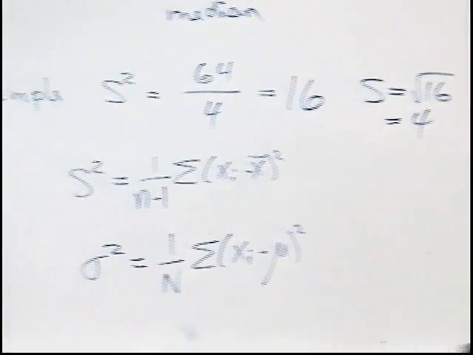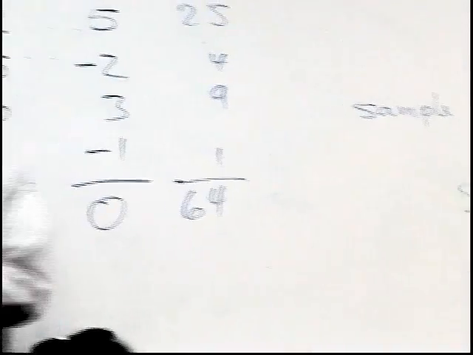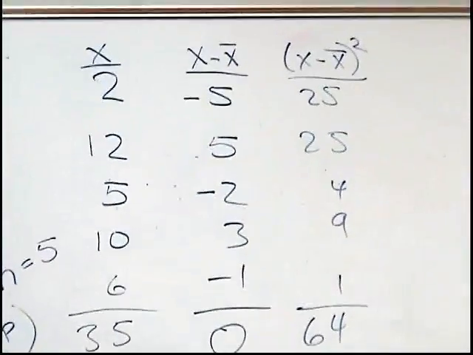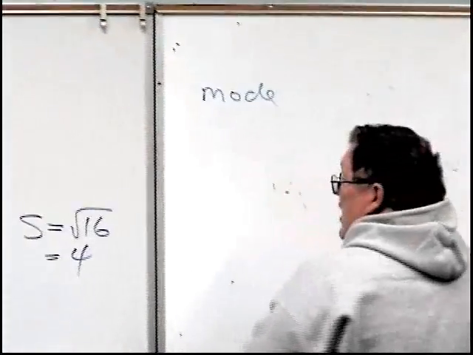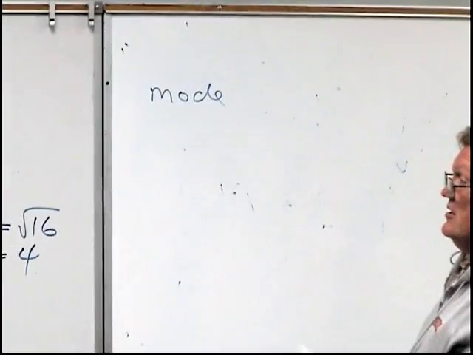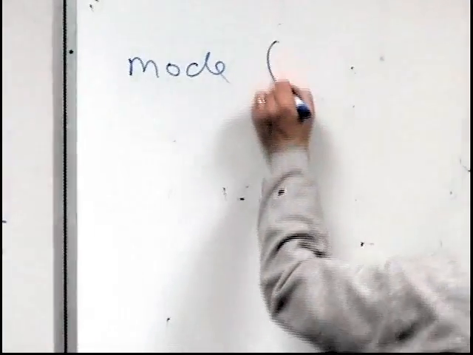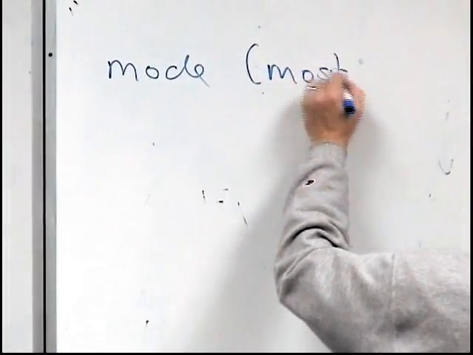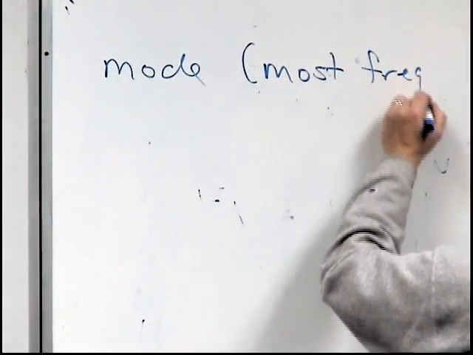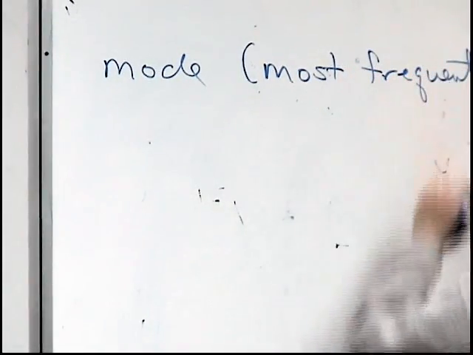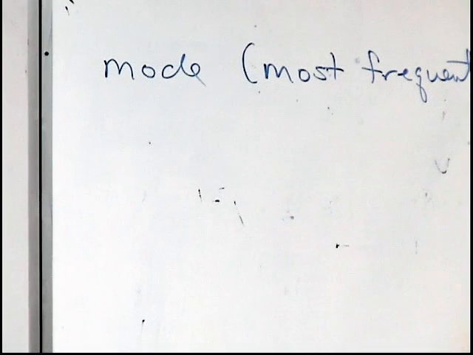Okay, so we've got a mean, a median, a variance. What's a mode? We don't really have one in this example. Because the mode is what? The number that shows up most frequently. So in this particular example, we really don't have one because all the numbers show up once.